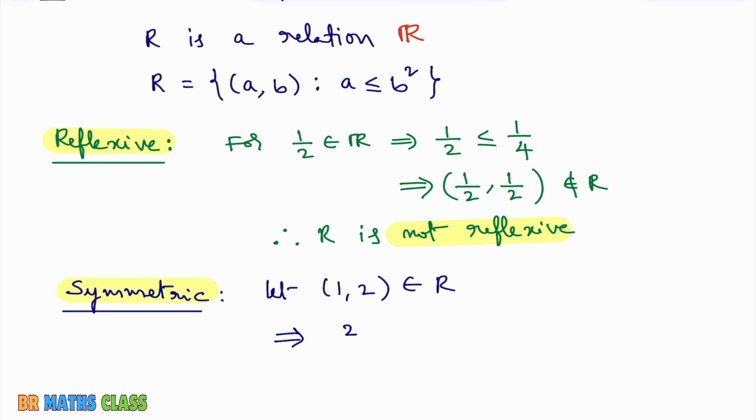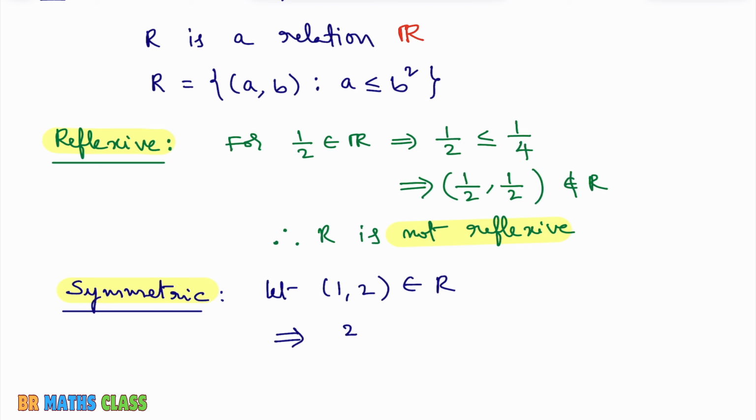So 2 is less than or equal to 1 square is false. As it is false, I can say that the ordered pair 2 comma 1 does not belong to the relation. Here 1 comma 2 is in the relation, but 2 comma 1 doesn't belong to the relation. The ordered pair 1 comma 2 fails to satisfy the symmetric condition. I can say that this relation is not symmetric.